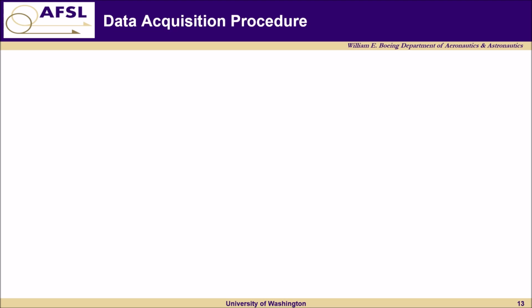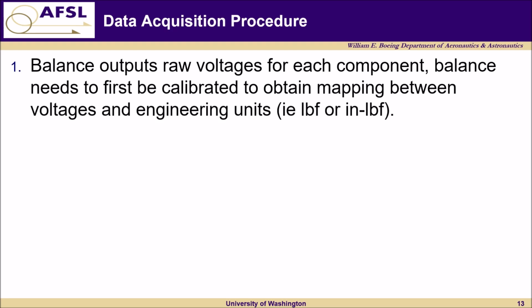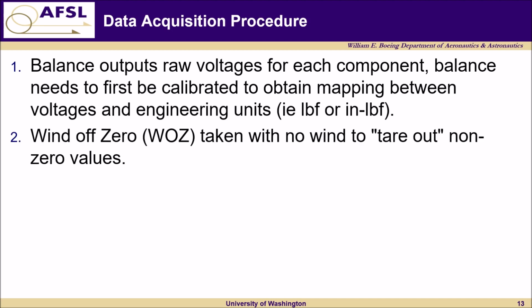So, finally, let's talk about the procedure for acquiring data in the wind tunnel. First, we saw that the balance is simply an instrument that outputs voltages proportional to the applied loads on the model. The mapping between the raw output voltages and the actual engineering units of pounds force or inch pounds force must first be completed before we take data. Assuming this has been completed, we're now ready to take aerodynamic data. The first step in this process is called a wind off zero, or a WOZ.